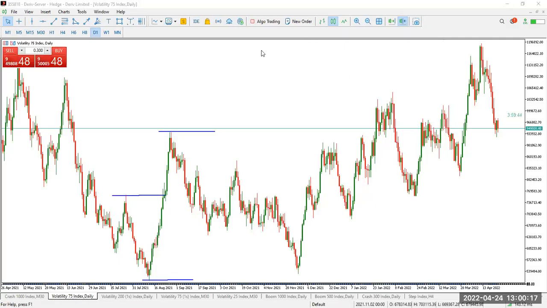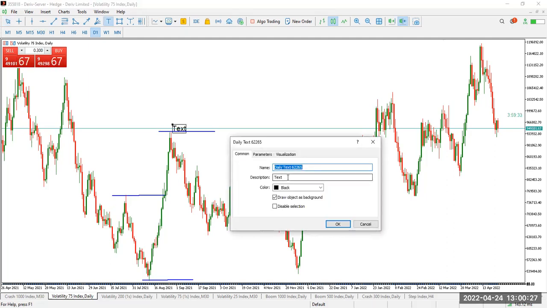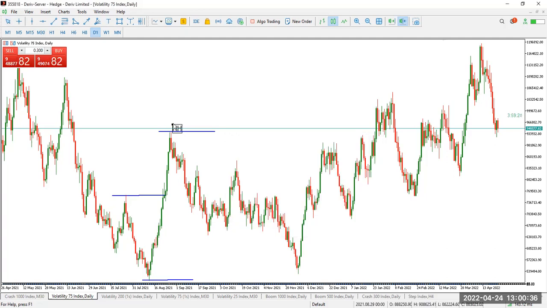Just as I was saying before the network interrupted. Now, as you can see, this V75 market is making a higher high here. Let us analyze it. It's making a higher high.